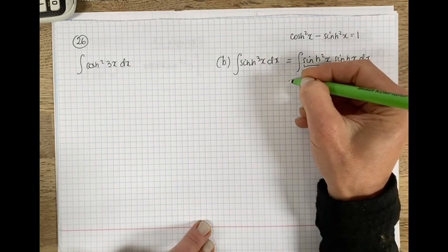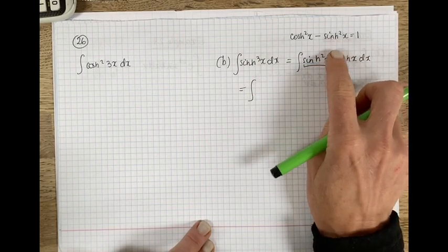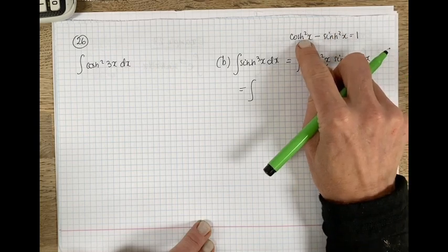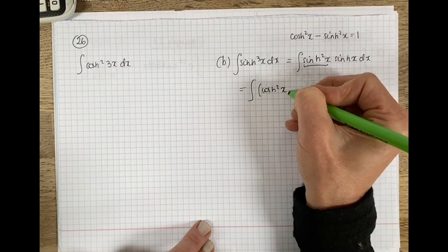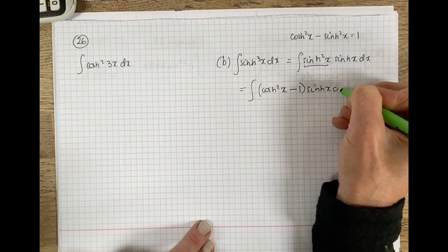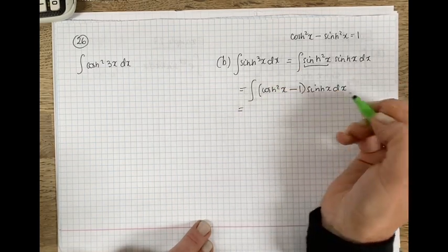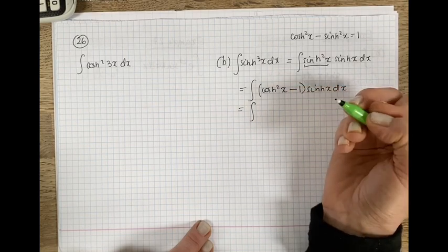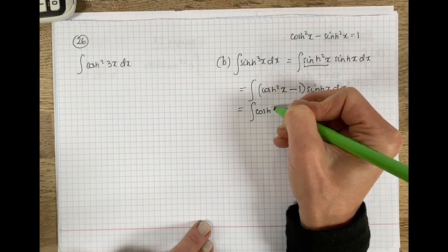So sinh squared can be replaced with, let me just rewrite it. So sinh squared is going to be cosh squared minus 1. There you go. You may wish to expand it, or you don't need to. I'll expand it.